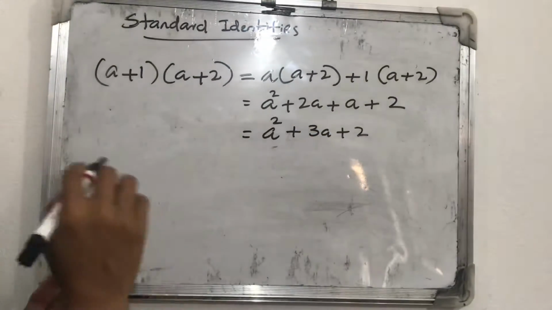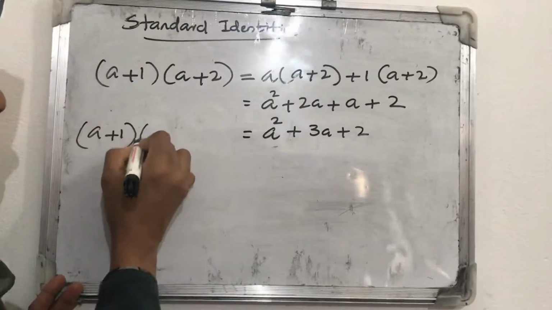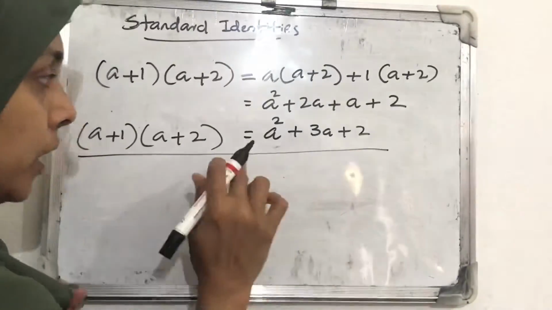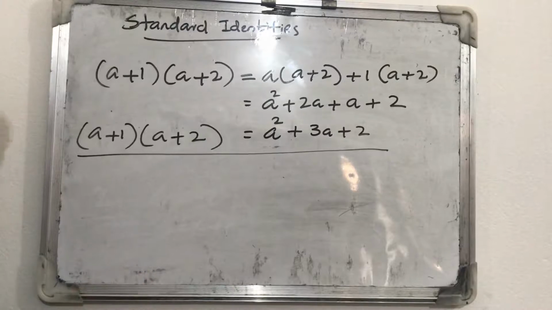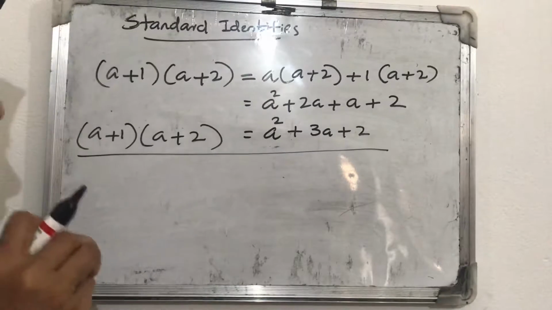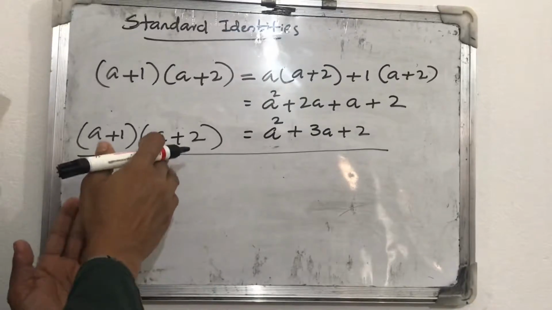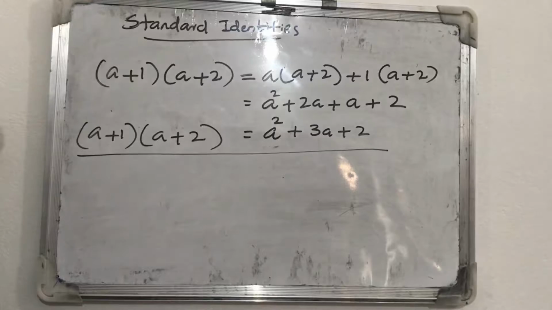Okay. Now here, when we simplify (a + 1)(a + 2), we got a square + 3a + 2. Okay. So it is an identity. That means for any values of a, the LHS, left hand side, will be equal to the right hand side. Okay, that is what is meant by an identity.